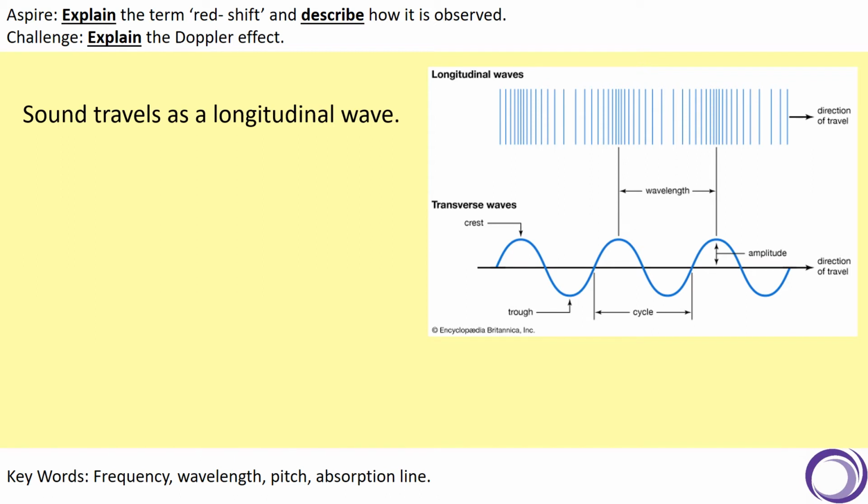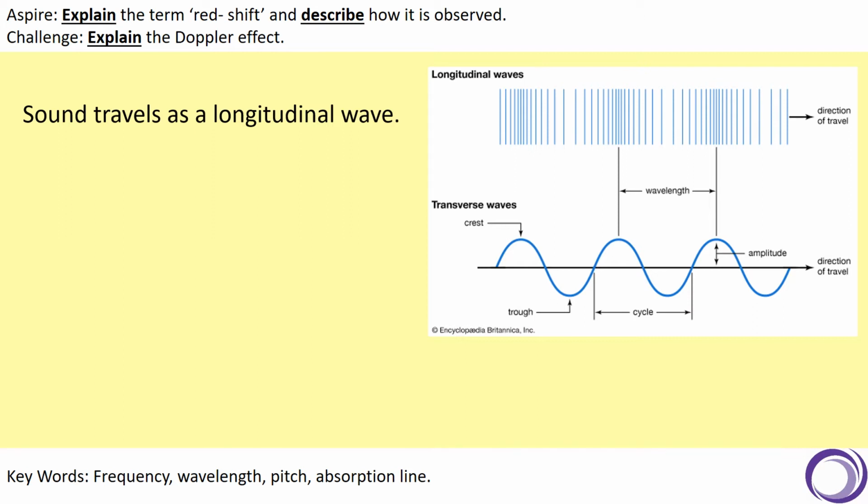So sound is a longitudinal wave. If you look at the top bit of that diagram there, we've represented a longitudinal wave. The areas where the lines are closest together are where we've got a compression, and the areas where the lines are furthest apart, we've got a rarefaction. So the wavelength is marked there between two compressions.